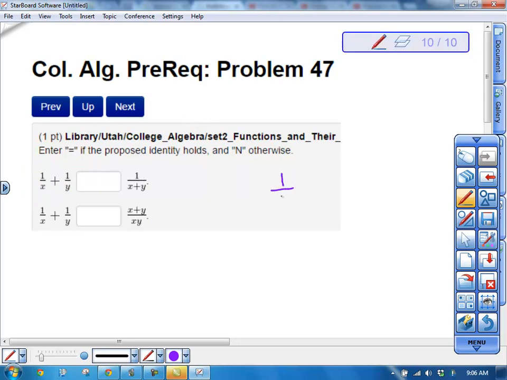Try 1 for x and 2 for y, and see if it equals 1 over 3. So does 1/3 equal this? Well, multiply the top and the bottom of this one by 2, and you get 3 halves. So 3 halves is not the same as 1/3, so that's not true. We just tried it with 2 numbers for x and y, and we found that it didn't work. So if there's one counterexample for an equation, then the whole equation is false.